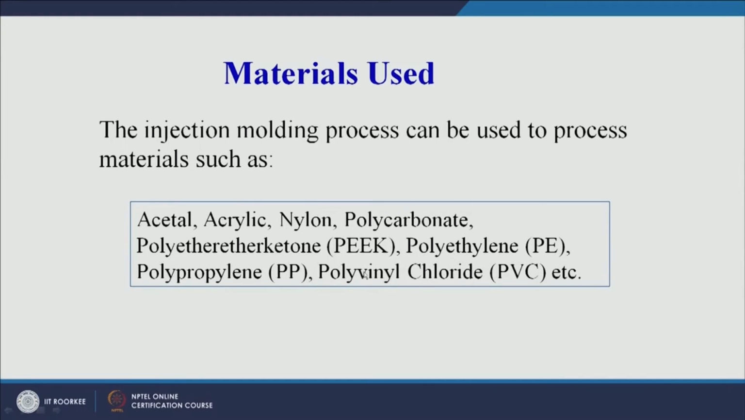Now, let us see what are the different types of materials used for the injection molding process. Majorly used for thermoplastics, we can see acetal, acrylic, nylon, polycarbonate, polyether ether ketone, polyethylene, polypropylene, polyvinyl chloride. So, majorly used for thermoplastic parts. What are the applications now?